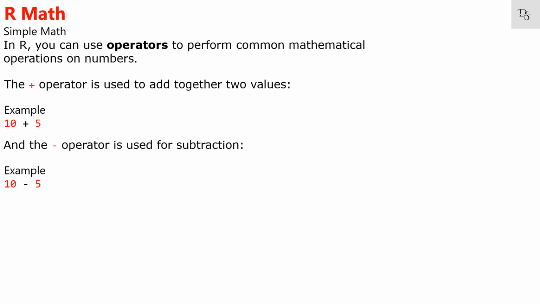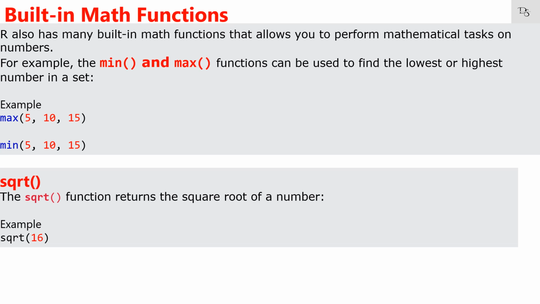Next, R math. Simple math in R: you can use operators to perform common mathematical operations on numbers. The plus operator is used to add two numbers and the minus operator is used for subtraction. And we have some built-in functions in R like min, max, square root, absolute. R has many built-in functions that allow you to perform mathematical tasks on numbers. For example, the min and max functions can be used to find the lowest or highest number in a set.